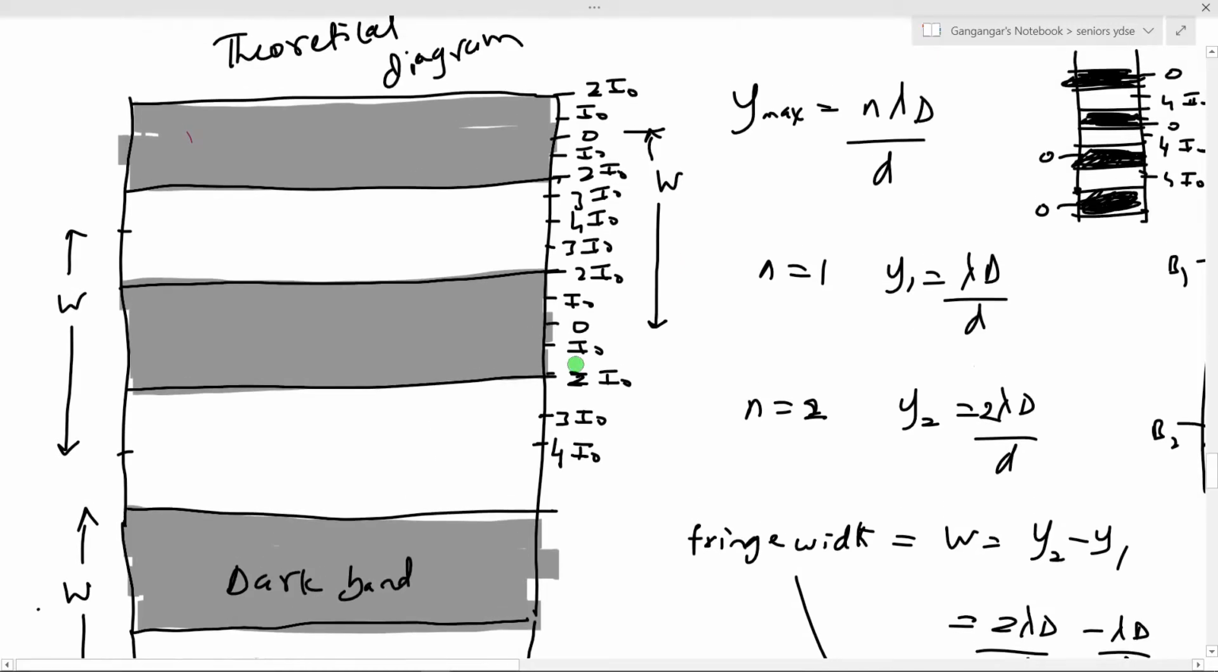As I move from the center of the dark band, the intensity goes from 0, I naught, 2 I naught, 3 I naught, 4 I naught, 3 I naught, 2 I naught, and finally 0. This will become one fringe width. Got the idea?